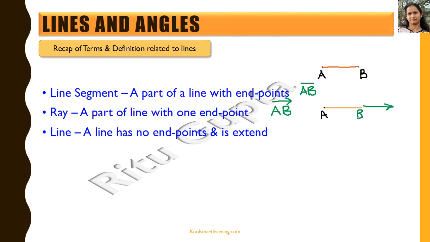Then we have a line. We have something like this where we name any two points, but this can be extended on both the sides. So this is represented by AB with a double-sided arrow on top.